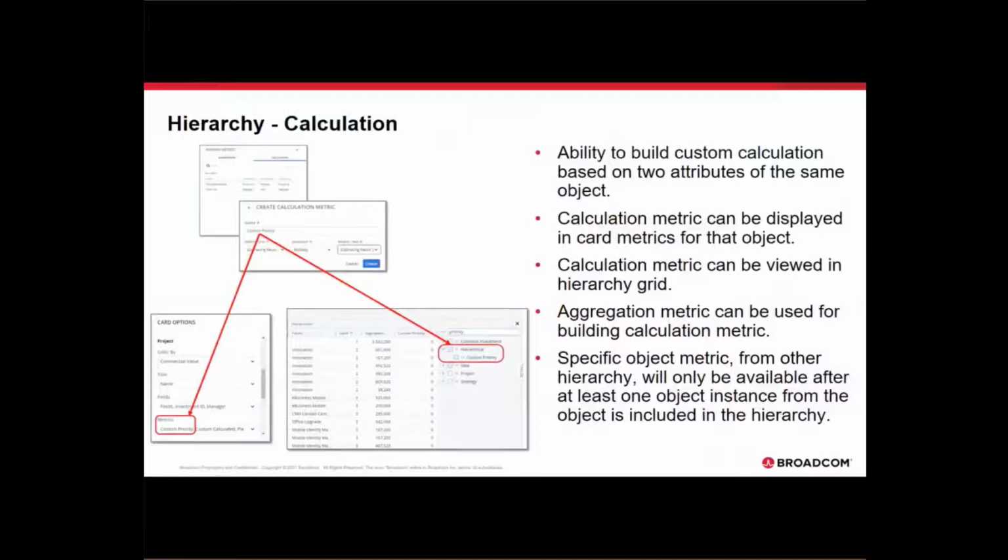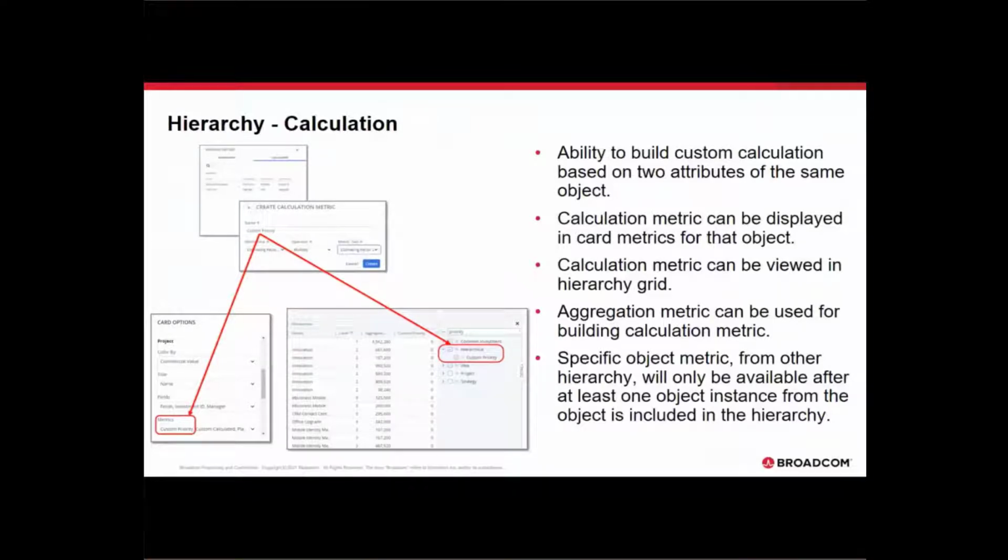Talking about calculation metrics, the ability to build custom calculation based on two attributes of the same object is available to me. So I can take two attributes of the same object and try to do some calculation using that. Calculation metrics can be displayed in card metrics for that object. So once I have built the calculation, I can take that calculation metrics and either include it in my tree view, or I can include it in my grid layout.